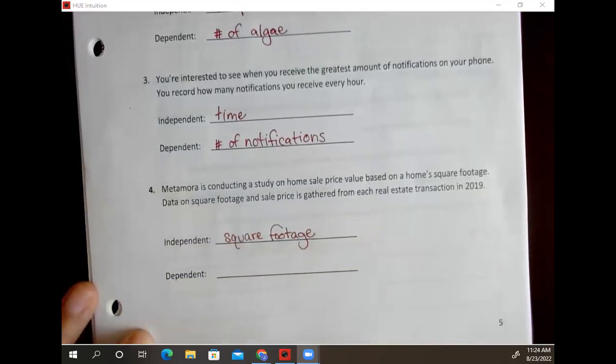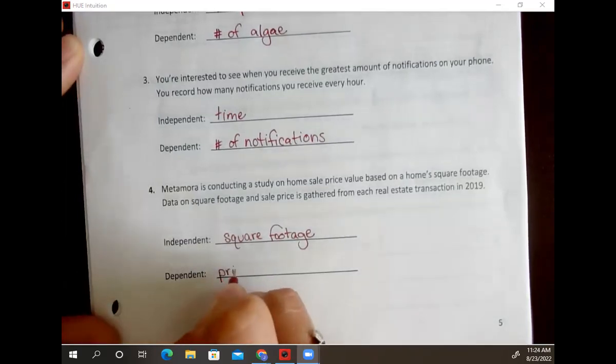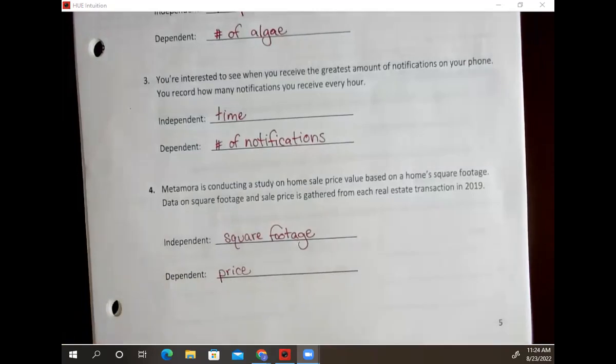Then what would be the dependent variable? What's the other thing that we're looking at? Square footage versus price. Yeah, our price would be the dependent. Now, in some cases, this might be a little difficult to determine, this is the independent versus this is the dependent.